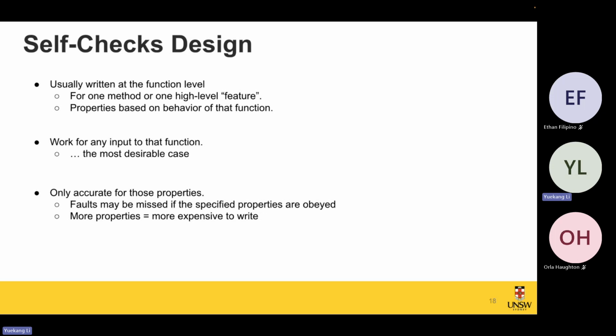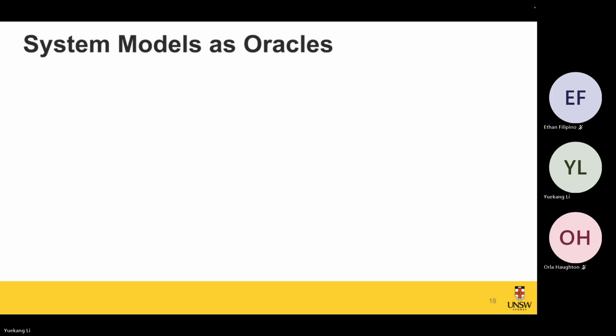And there are some limitations of these self-checks because they are only accurate for those checked properties. Like we have seen just now, if we wrongly implemented the times as a plus, then we may miss some bugs because it's not so accurate. So we are trading off accuracy for completeness here.